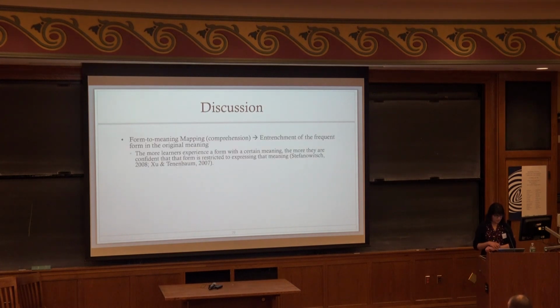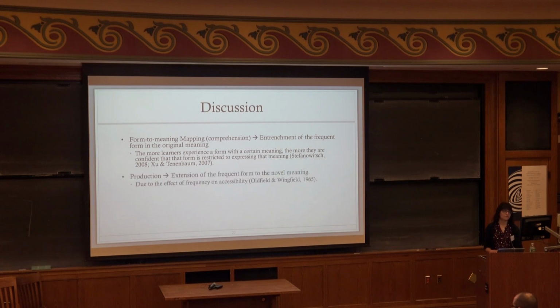So I'm going to quickly go over the findings of the three tasks. In the form-to-meaning mapping, which is an approximation of comprehension for us, we find entrenchment of the frequent form. The form becomes strengthened in its original meaning, and that prevents it from being extended to the novel meaning. The idea here is that the more learners experience a form with a certain meaning, the more confident they become that the form is restricted to expressing that meaning.